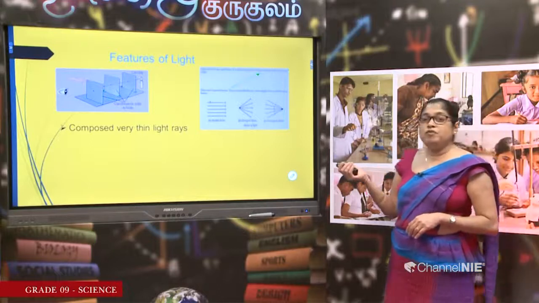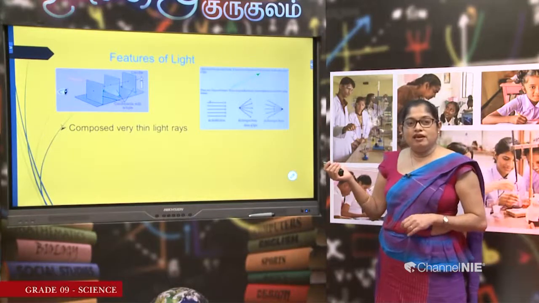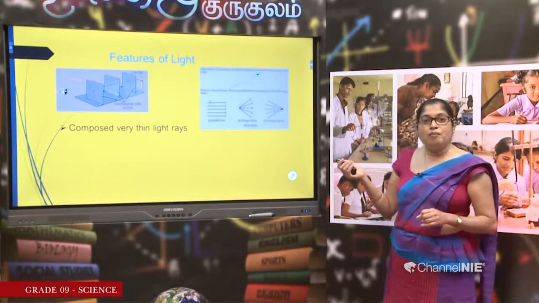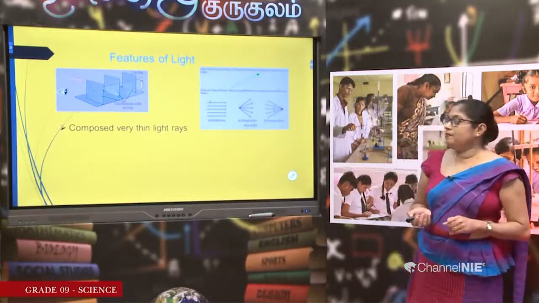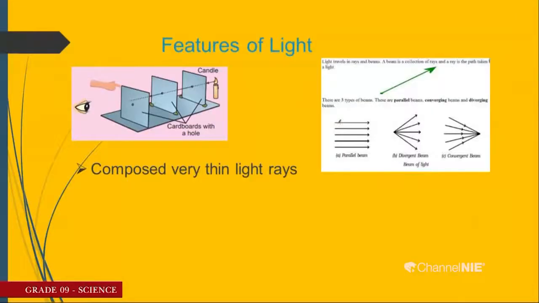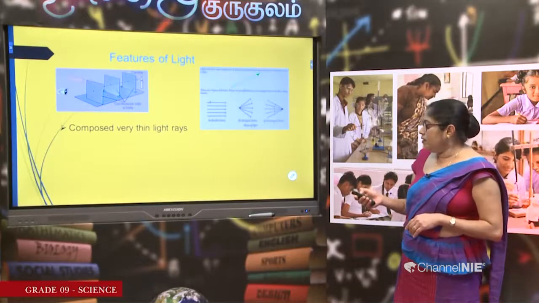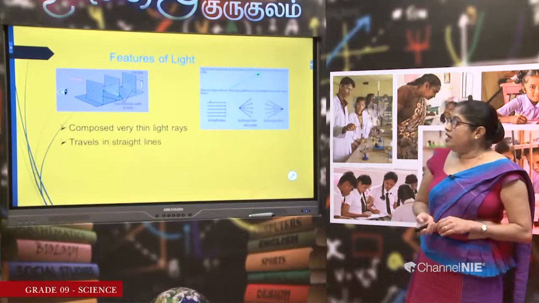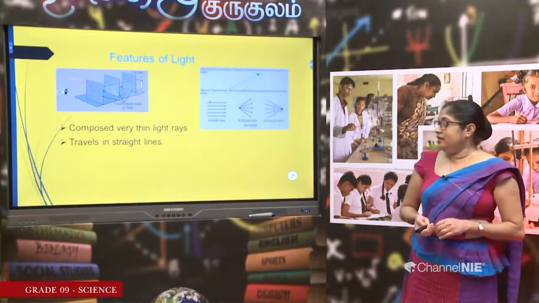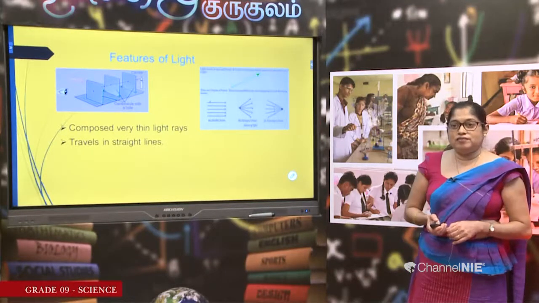In a parallel beam of light, you can see light rays are travelling parallel to each other. In a divergent beam, light rays are spreading out. On the other hand, in a convergent beam, you can see light rays are collecting to one point. The next feature of light is that it travels in straight lines.